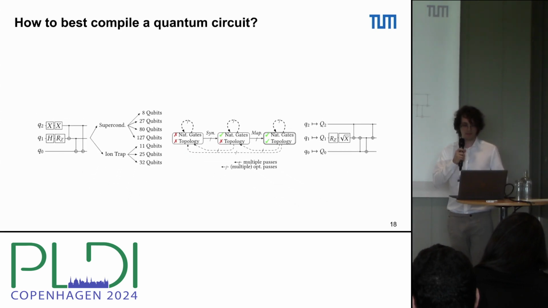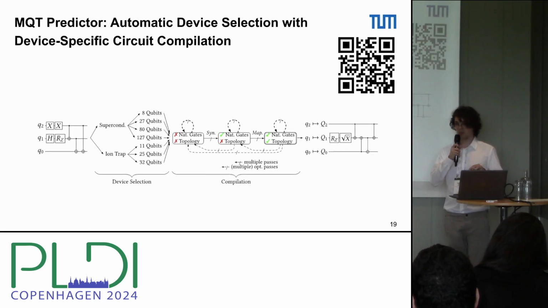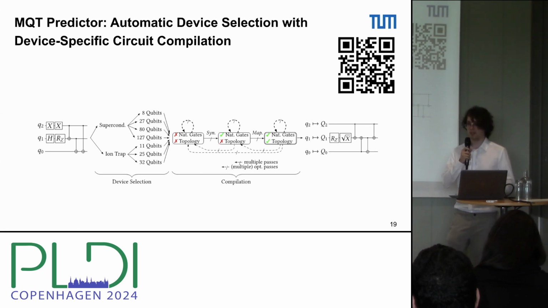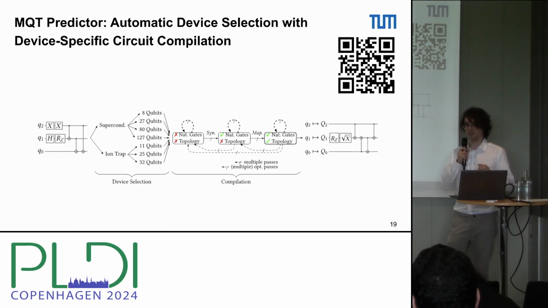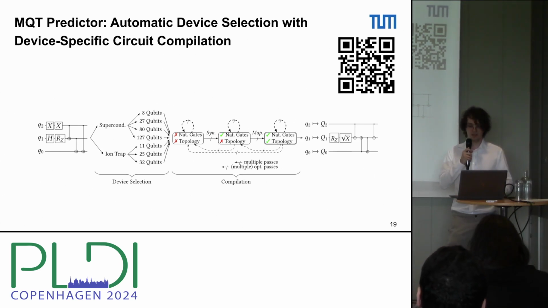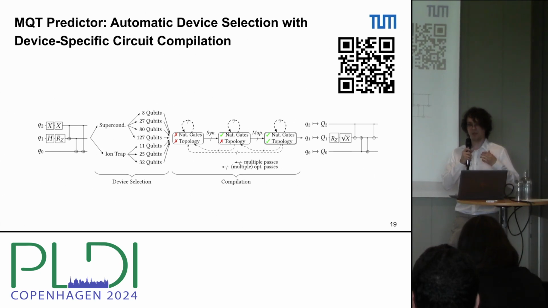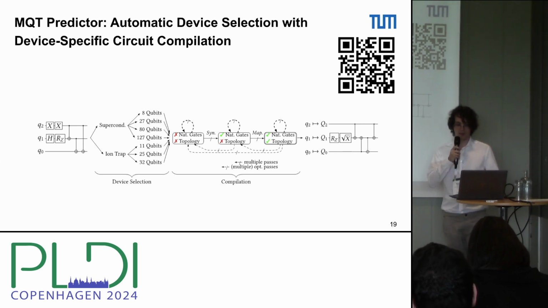Now, putting these things together, we get a tool that we call the MQT Predictor. The MQT Predictor is an automated tool that does the device selection and compilation for us based on different machine learning models. For device selection, we use a classifier that decides the optimal device based on some characteristics of the circuit, such as the gates that we want to use and similar things. For compilation, we use a reinforcement learning model.